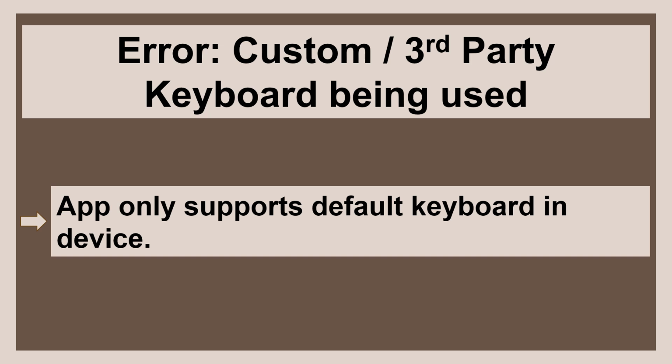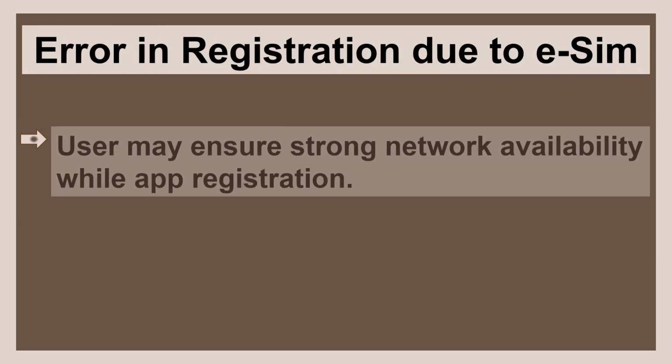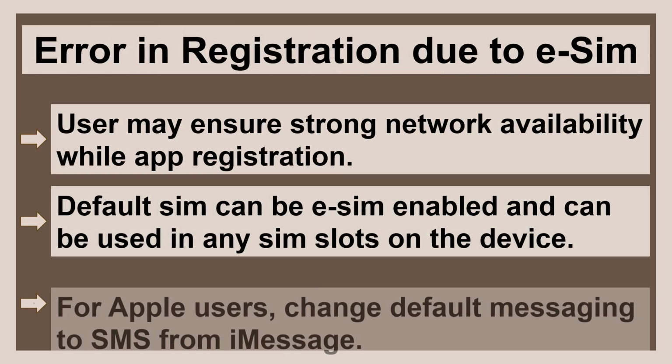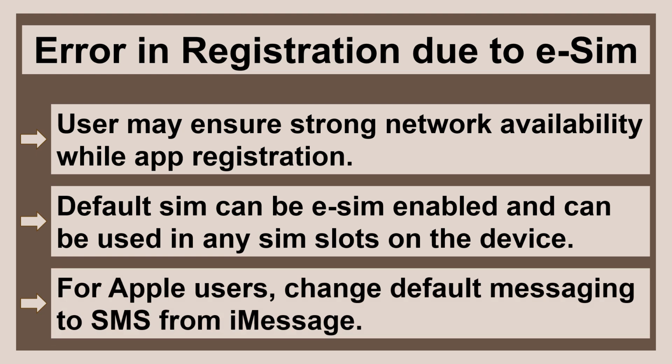Error: custom or third-party keyboard being used. The app only supports the default keyboard in the device. Error in registration due to eSIM. User may ensure strong network availability during app registration. The default SIM can be eSIM enabled and can be used in any SIM slot on the device. For Apple users, change default messaging to SMS from iMessage.